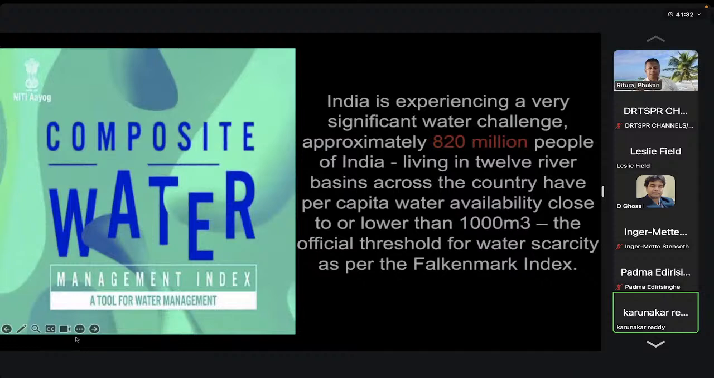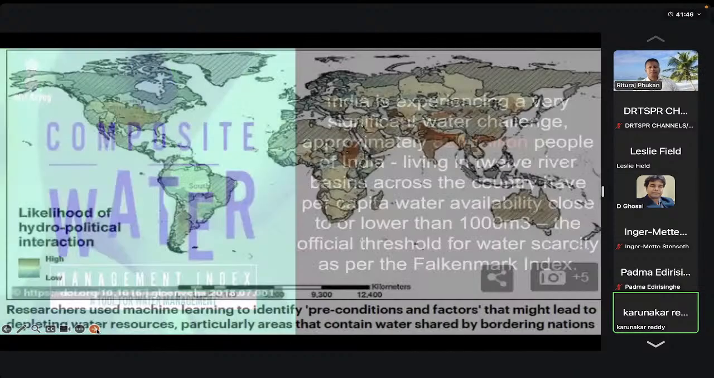Here we are saying that up to 820 million people in India, living in 12 river basins across the country, have per capita water availability lower than 1,000 cubic meters, which means extreme water crisis, which is going to happen.